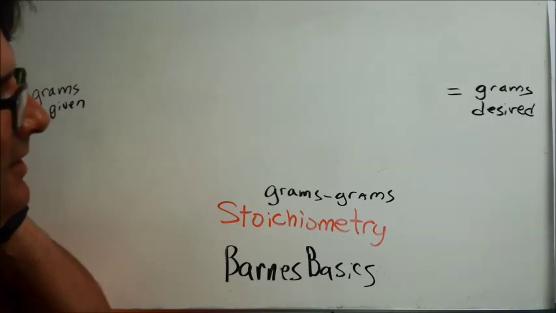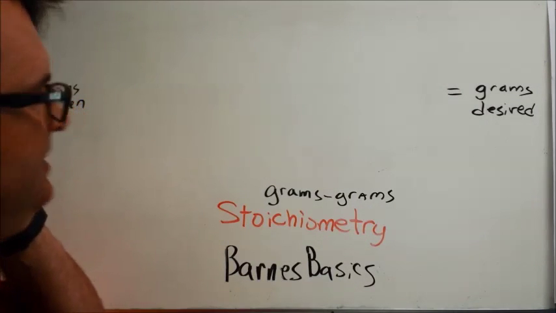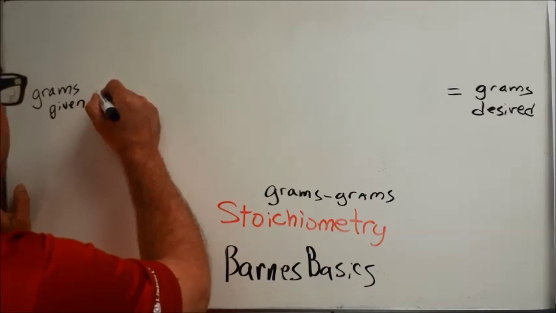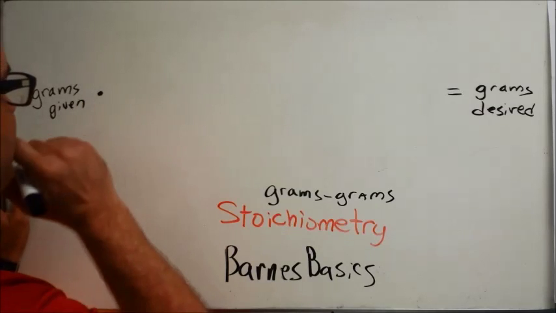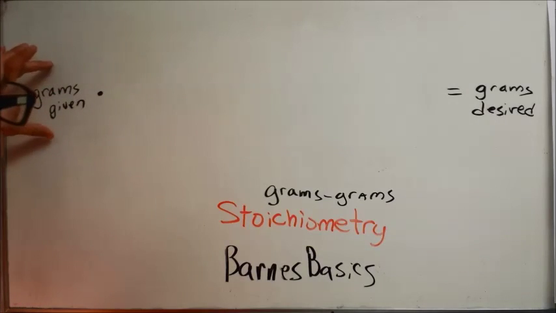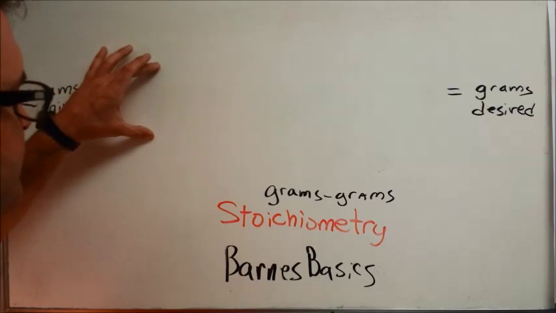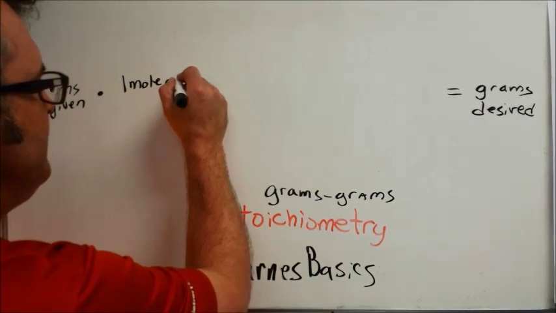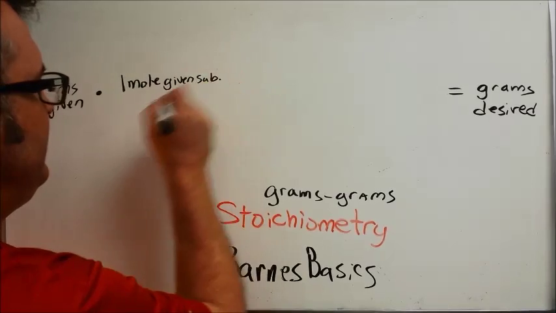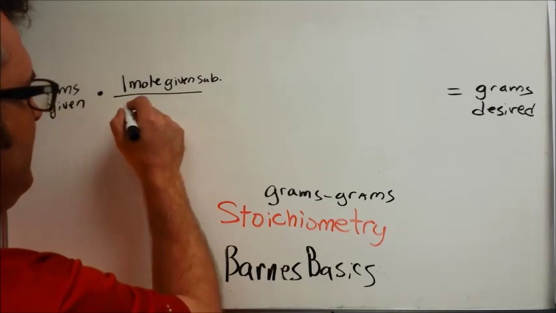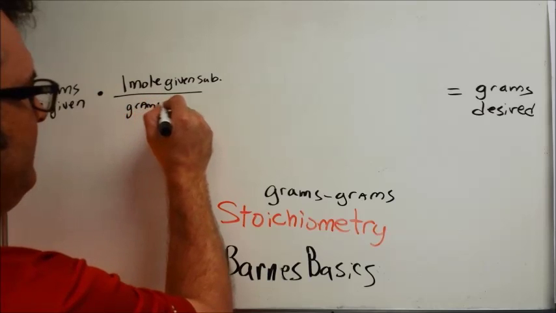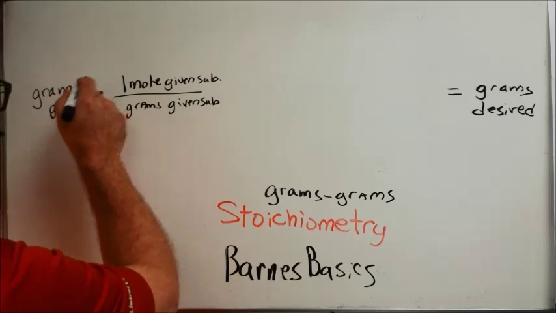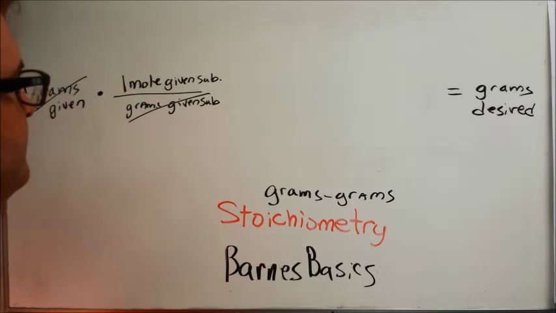I want to talk about the different bridges that we have to cross to get from grams given to grams desired. And the first part of the bridge is that we have to convert from grams of the given substance to moles in the first step. So we would say that 1 mole of the given substance is the same thing as a certain number of grams of the given substance. That would allow the units to cancel.